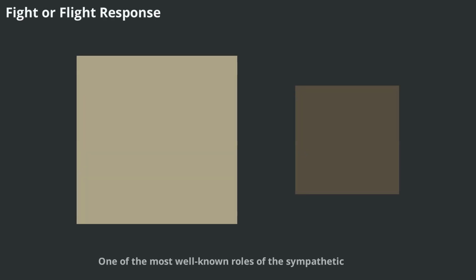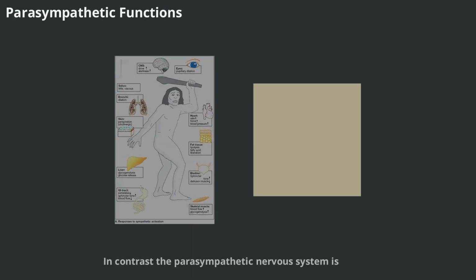One of the most well-known roles of the sympathetic nervous system is implementing the fight or flight response. When activated, it increases heart rate and blood pressure, redirects blood from the skin and internal organs to skeletal muscles, dilates the bronchi for better oxygenation, and dilates the pupils for improved vision. It also mobilizes stored energy, providing glucose for the brain and fatty acids for muscles, preparing the body to respond to stress or danger.